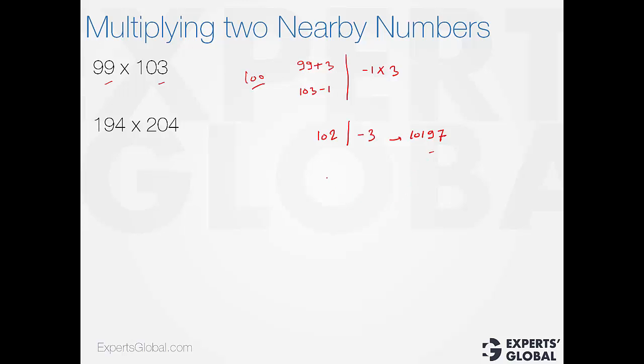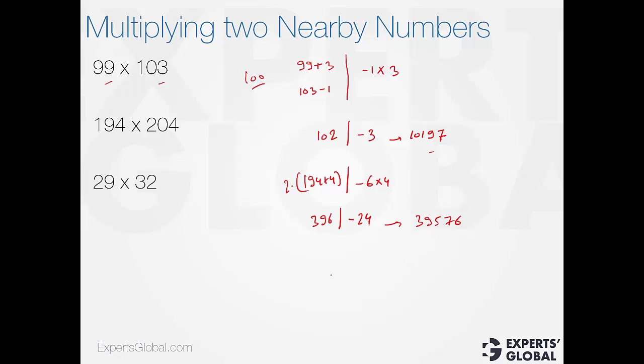Look at this one. 194 plus 4 is 198 into 2 would be 396. So 194 plus 4 base is 200, so into 2. The right side I have minus 6 into positive 4. 198 into 2 is 396. And then I have minus 24 here, so it would be 39576. 39600 minus 24.